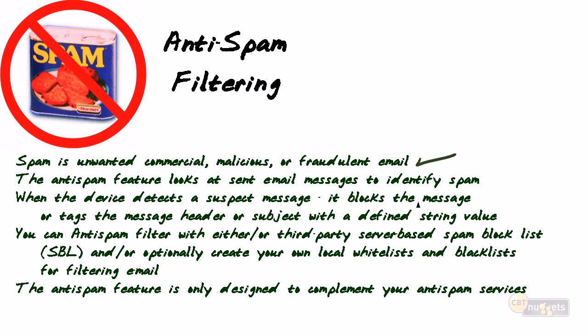Let's say the device detects a suspect message. Well, it's going to either block the message or it can tag the message header or the subject with a predefined or user-defined string value that we as administrators can set up. We can use the anti-spam filter with either a third-party server-based spam block list known as an SBL, and or we can optionally create our own local whitelist and blacklist. So these can work together. I'll show you the processing order here in a moment. And often it's a good idea to go ahead and use both when it comes to spam.